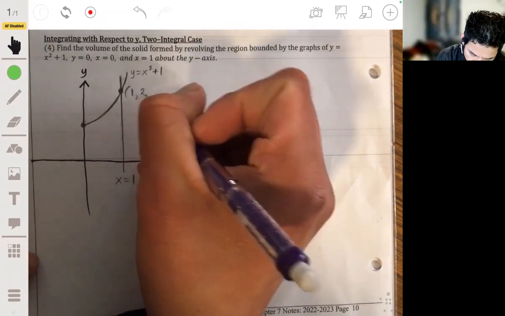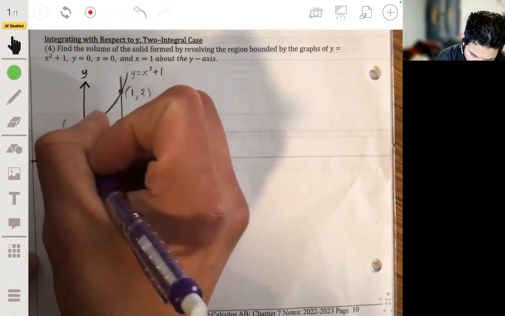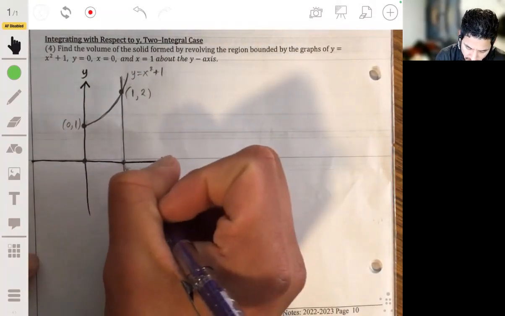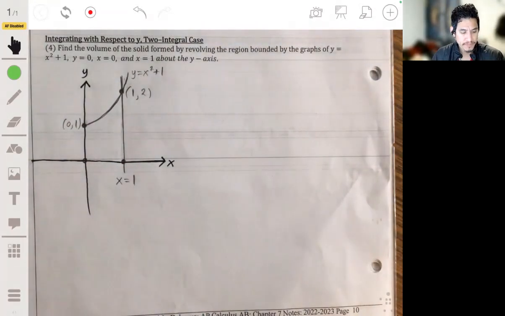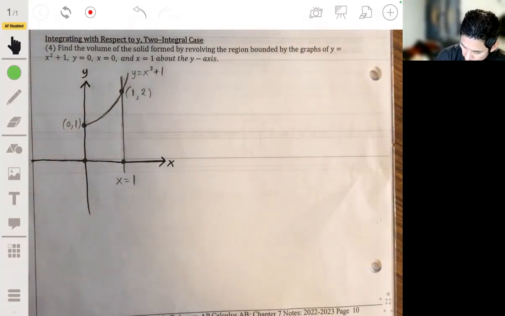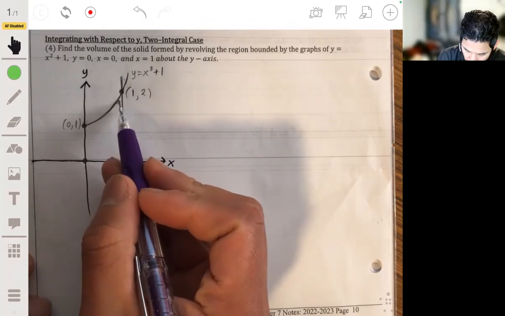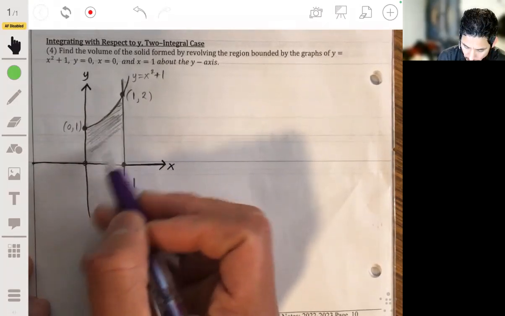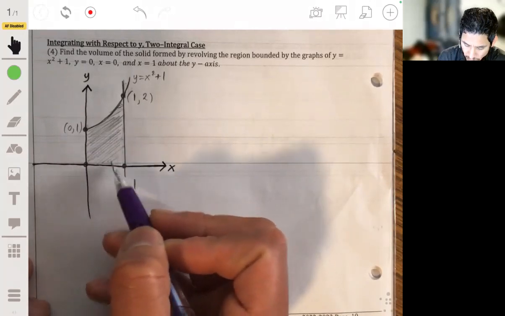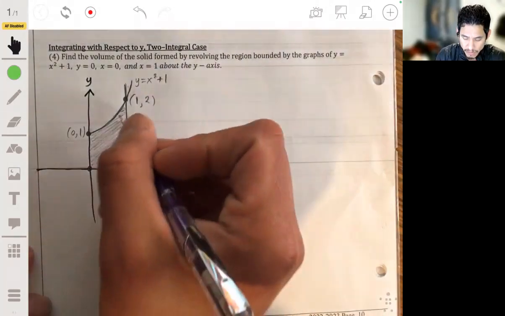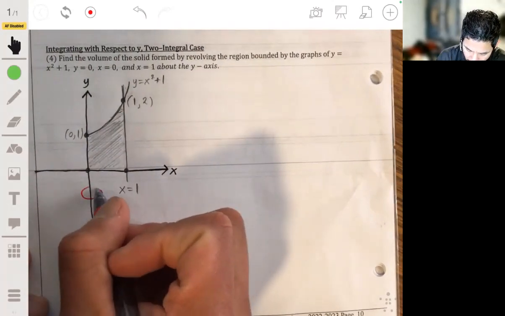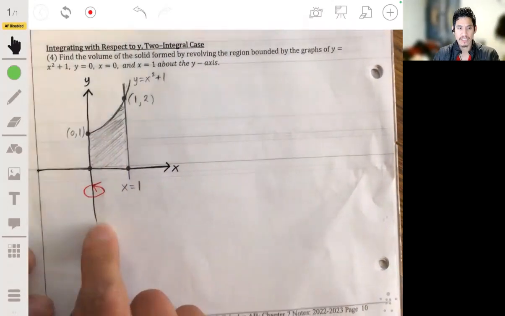So let's write the coordinates of these points here. That'll be at (1, 2). This will be at (0, 1). That, of course, is the origin, and that's the point (1, 0). Now, if you want to revolve this, I won't shade it too dark because I want to draw in there. We want to rotate this shaded region about the x-axis, or I'm sorry, about the y-axis like that.